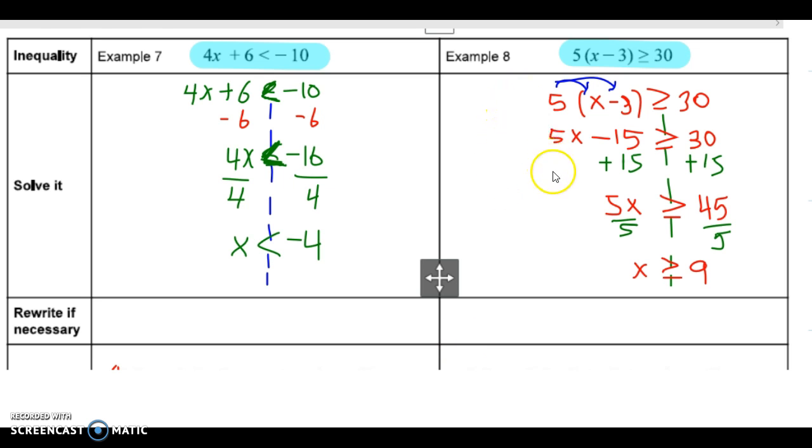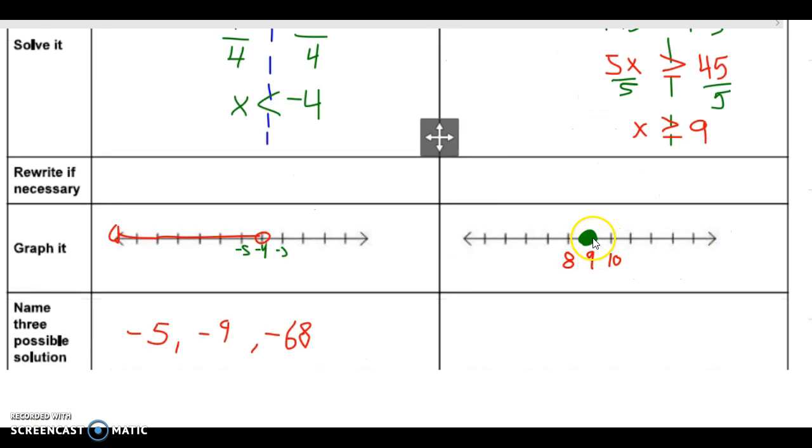So solving this inequality, we get x is greater than or equal to 9. So any number that is 9 or greater is our solution. So 9 could be part of our solution set, 99, and any number that is bigger than 9.